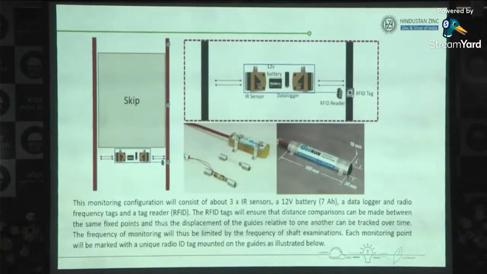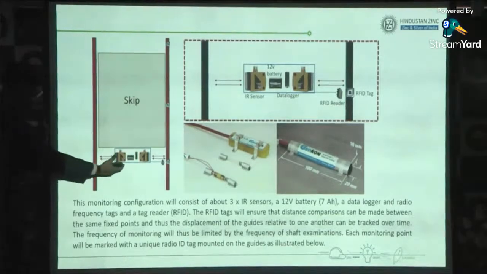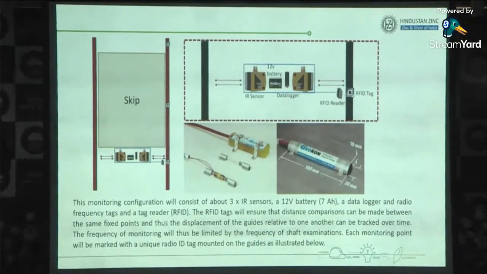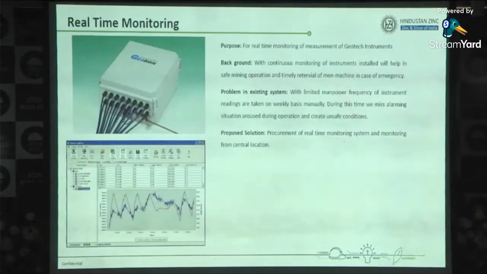This is the RFID tag we are going to put on the buttons, and this is like a skip. We are putting a data logger. Whenever they come in contact, we can see the real profiling of the buttons. And this is the real-time monitoring. This is one system of Geocon.